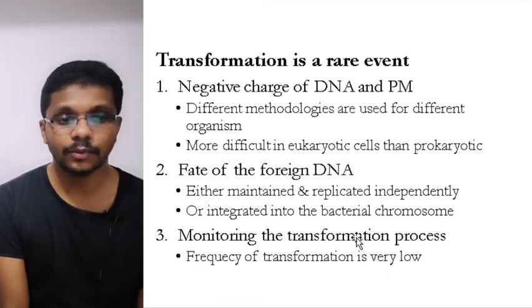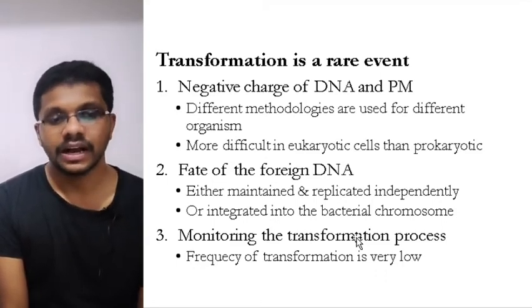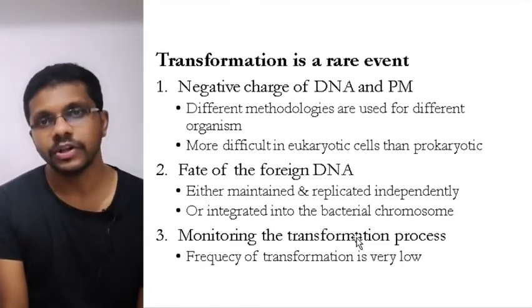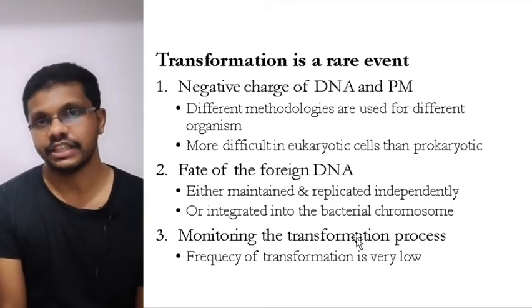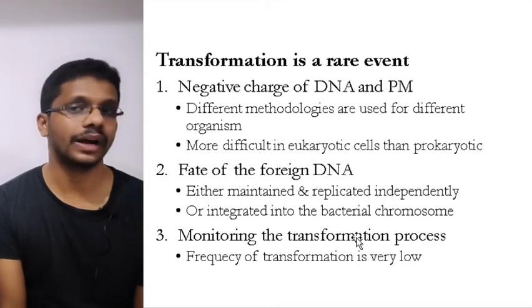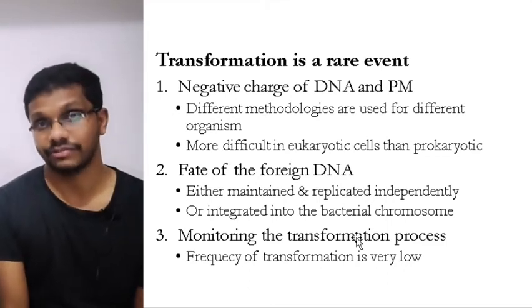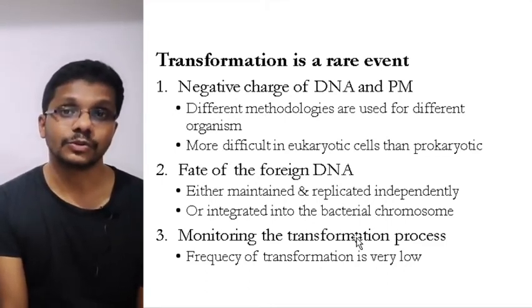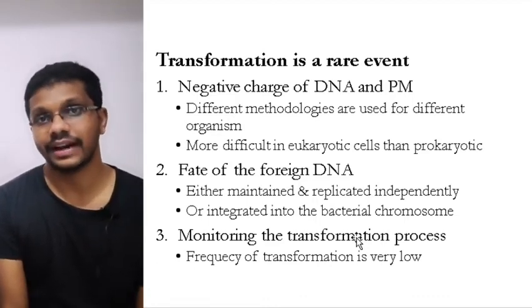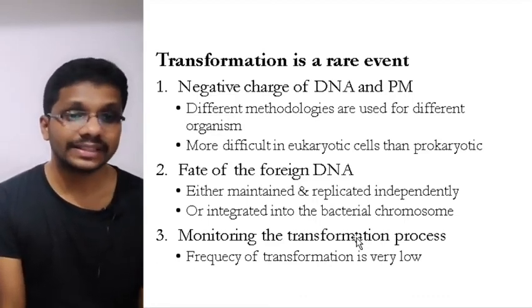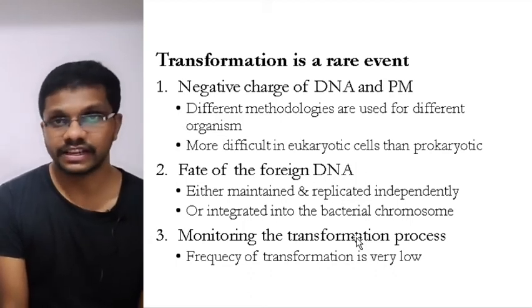Then finally, monitoring the transformation process. As the frequency of transformation is very low, finding the cells which are actually transformed is very difficult. We need to have selectable markers. We need markers which show different colors, so that we can find the transformed cells among the huge number of untransformed cells. So those are the reasons why transformation is a rare event.